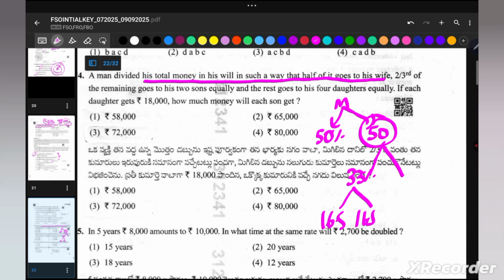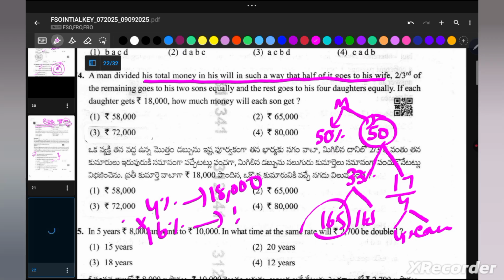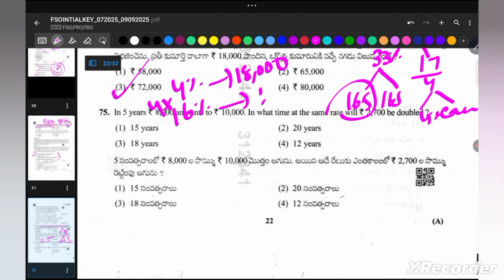And the rest goes to his 4 daughters equally. So what is the rest amount? 17. If you divide by 4, you'll get 4% for each one. That means 4% is 18,000. 16%, I'm taking approximate, 16%. If you multiply by 4, you'll get 72,000.